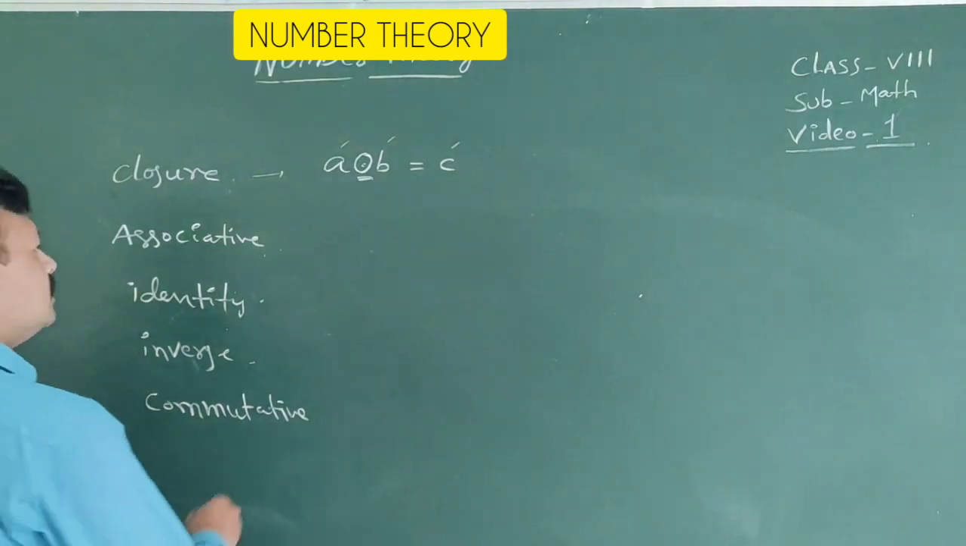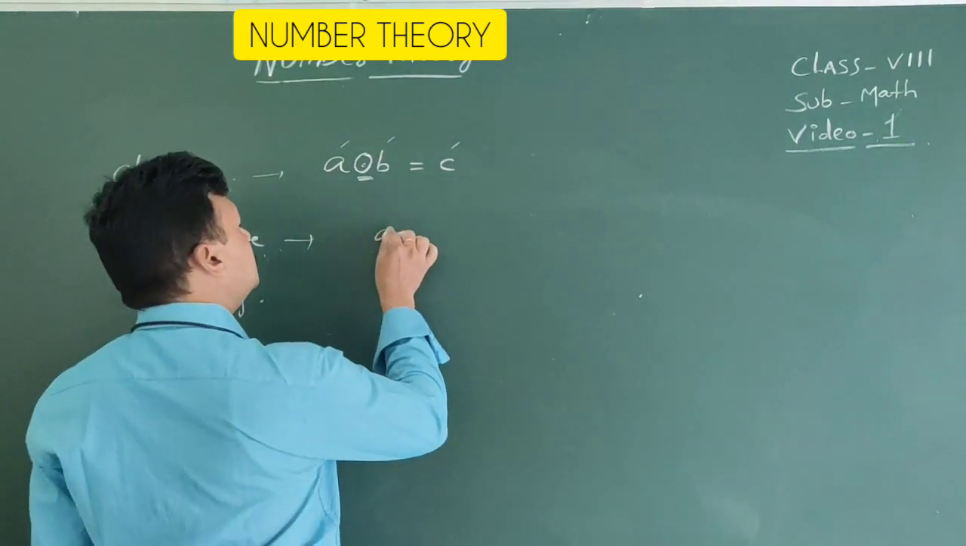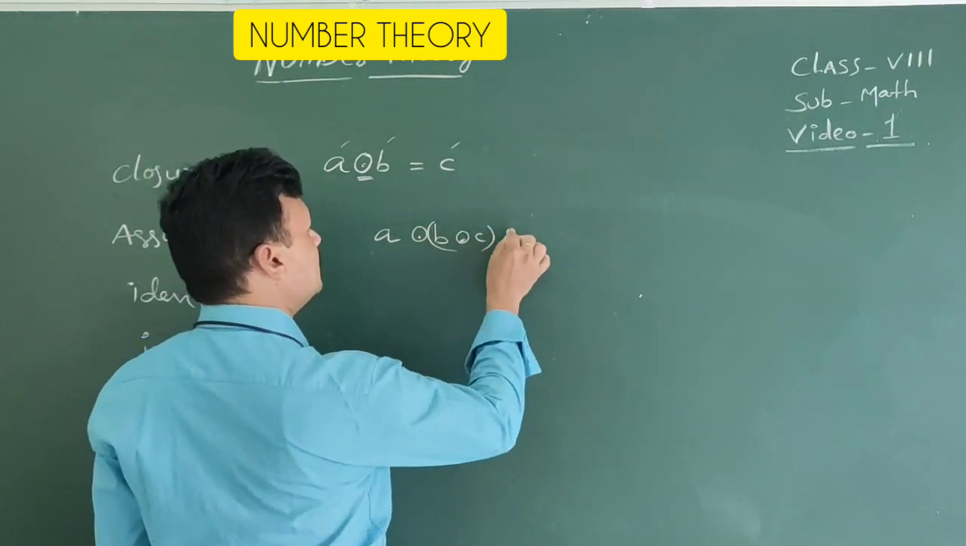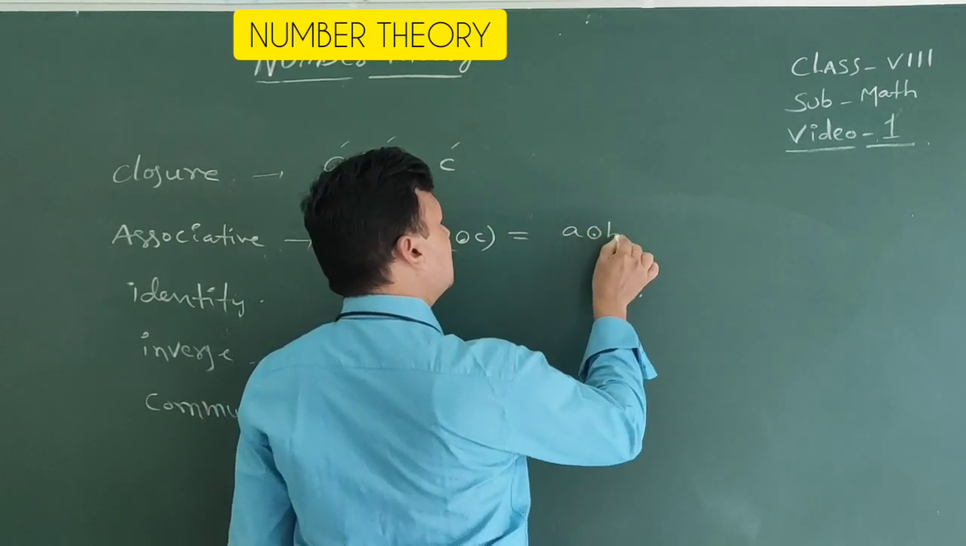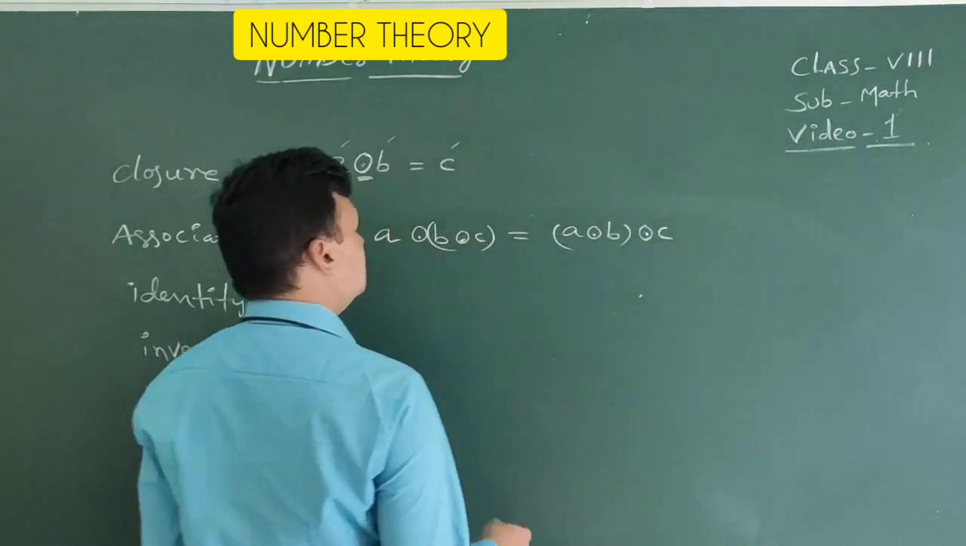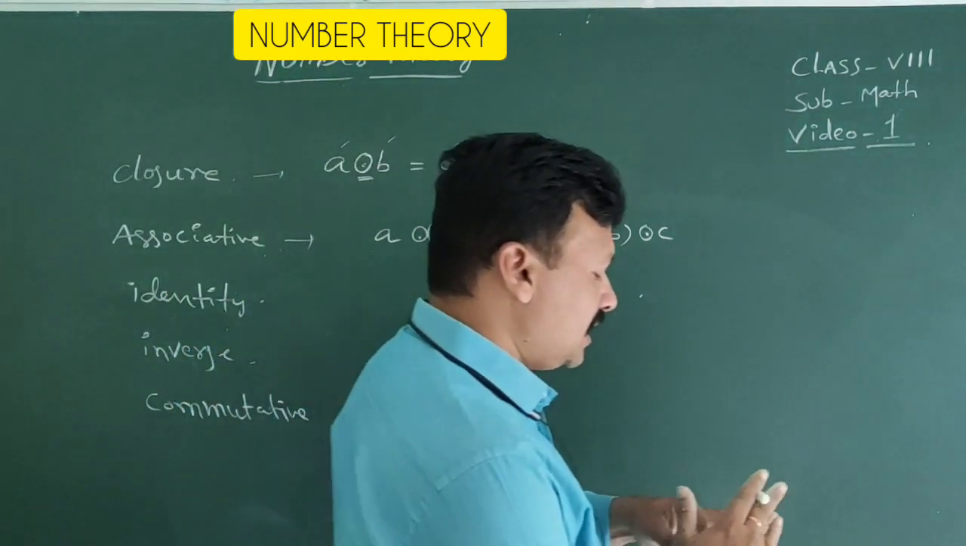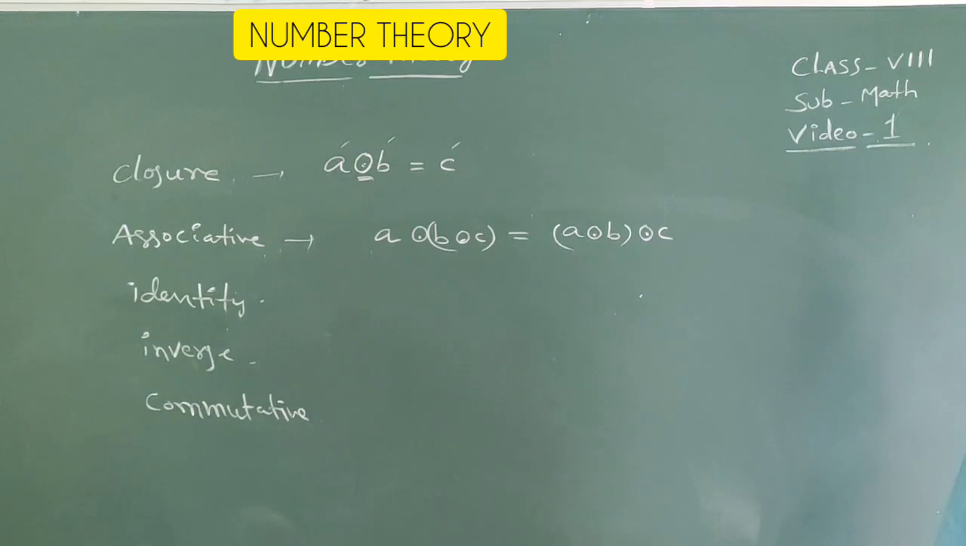Next, the associative property. Here A dot (B dot C) is equal to (A dot B) dot C. Here dot represents the four basic operations: addition, subtraction, multiplication and division, for natural, whole, integers and rational numbers. For rational numbers, the sum of any three rational numbers gives the same result if you take them in any order.